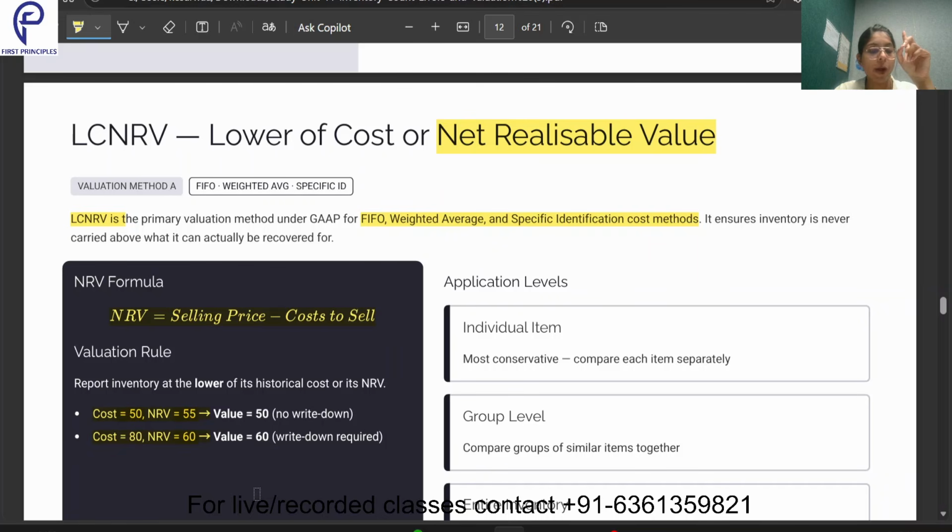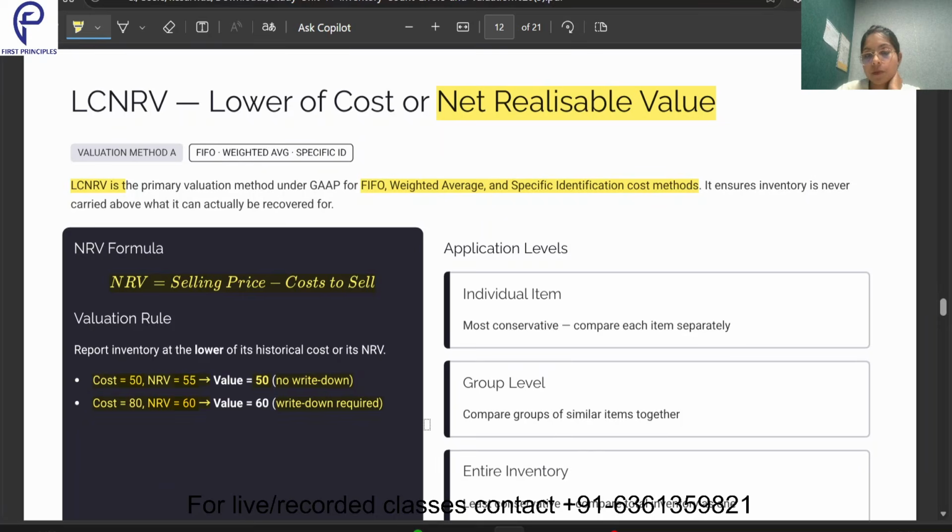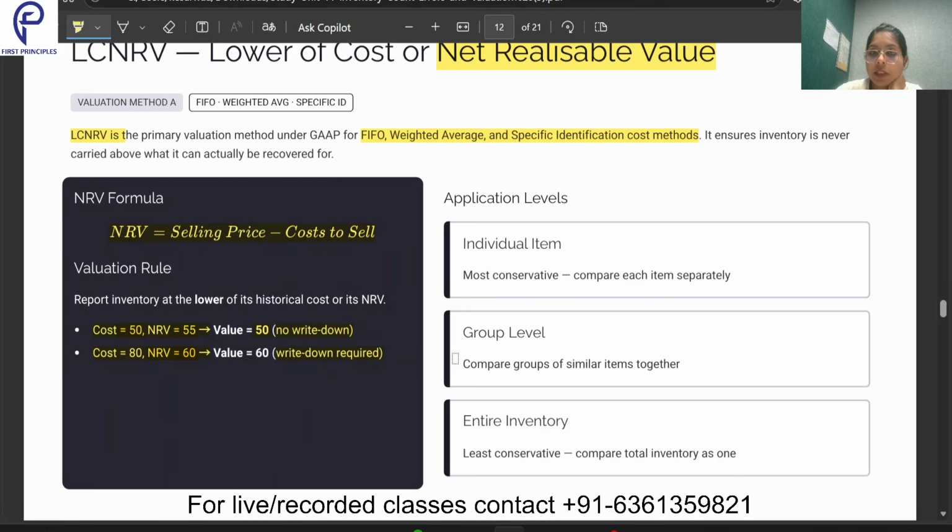One important point, guys, please pay attention. If my cost is lesser than NRV, in that case no write down is required. But if my NRV is lower than my cost, then we need to write down the inventory value. What are the application levels? First of all, we can apply it at the individual level, at the group level, or for the entire inventory.